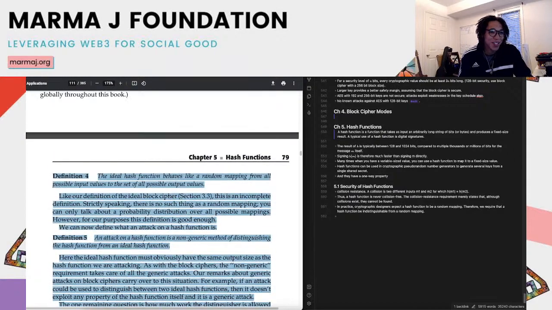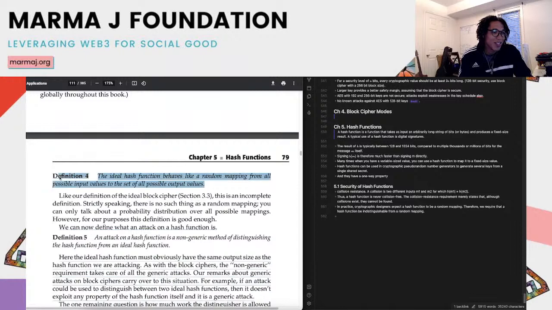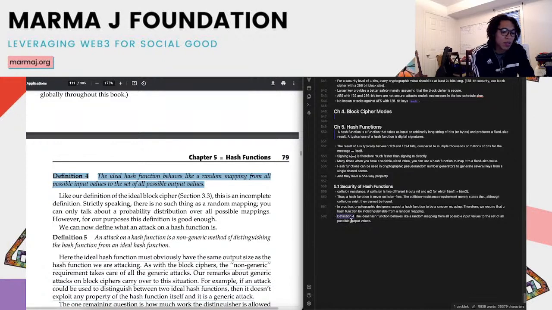The ideal hash function behaves like a random mapping from all possible input values to the set of all possible output values. Like our definition of the ideal block cipher, section 3.3, this is an incomplete definition. Strictly speaking, there is no such thing as a random mapping. You can only talk about a probability distribution over all possible mappings. However, for our purposes, this definition is good enough.